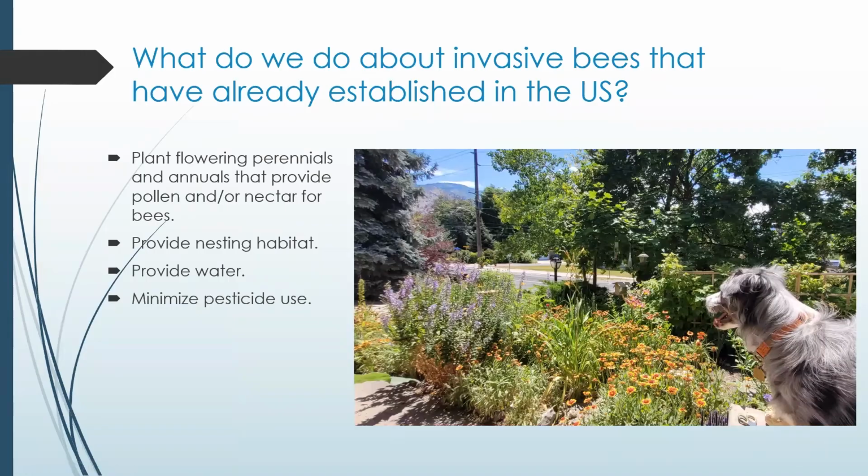And so that leads to the last bit of this, of what do we do about invasive bees that are already in the US? The big thing that we want to focus on is making sure that they're not pushing the native population out. And so the more flowering perennials and annuals that you can have in your yard, and the more habitat that we can have unfragmented, the more likely they are to not impact our native populations, because those resources will be there.